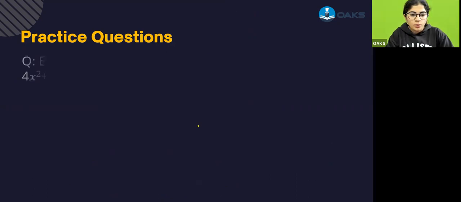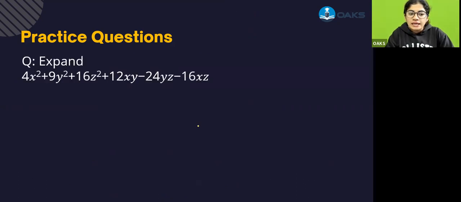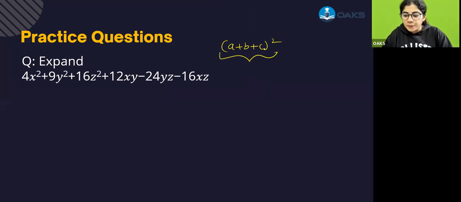Now, what we have here is the expanded form. You need to write it in the other format, that is in the format of a plus b plus c whole square. You need to identify the a, the b, the c here.